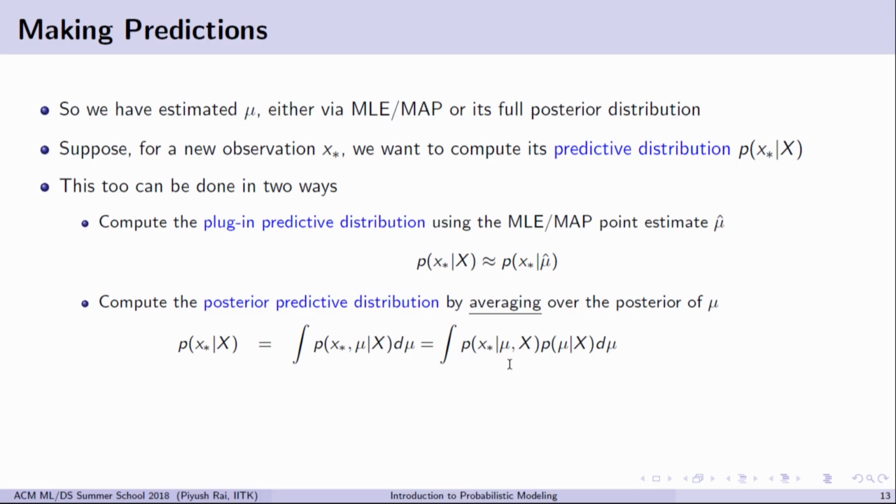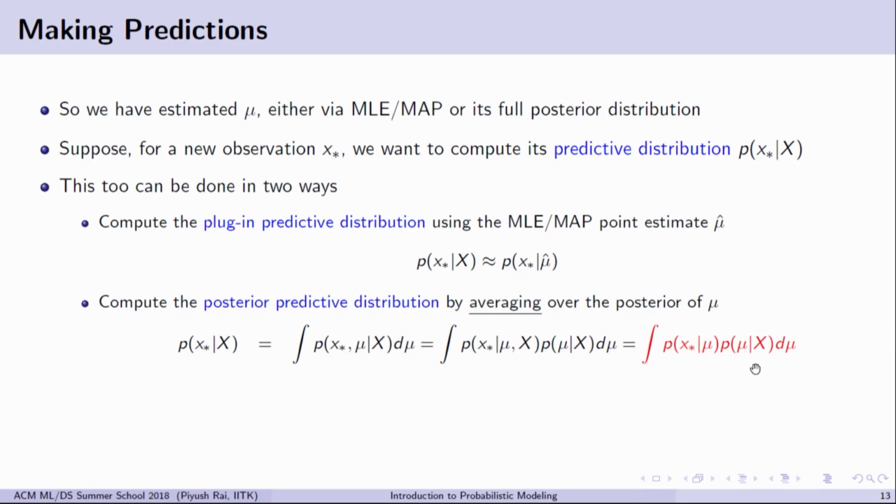Finally, this is the joint distribution, and we have used the chain rule to split it into two parts. Then the first part is P of x star given mu comma x. Note that if I'm given mu, then the probability of x star does not depend on x, because the observations are all IID. So this first term can be written as P of x star given mu. So pay attention to this expression in red.